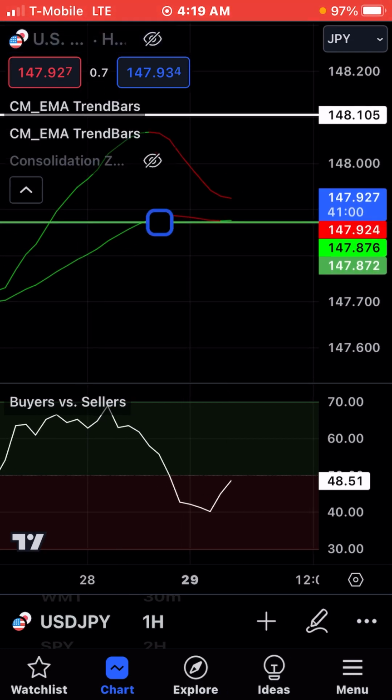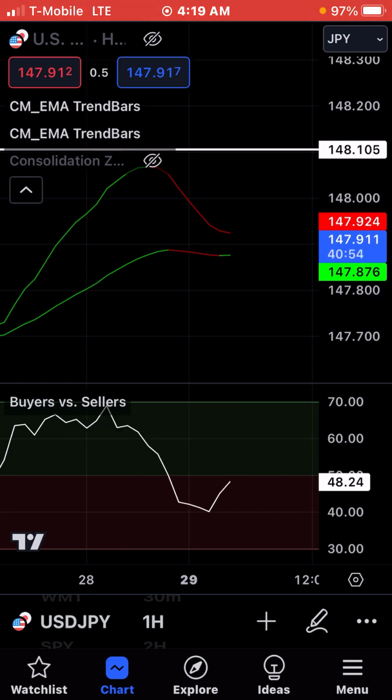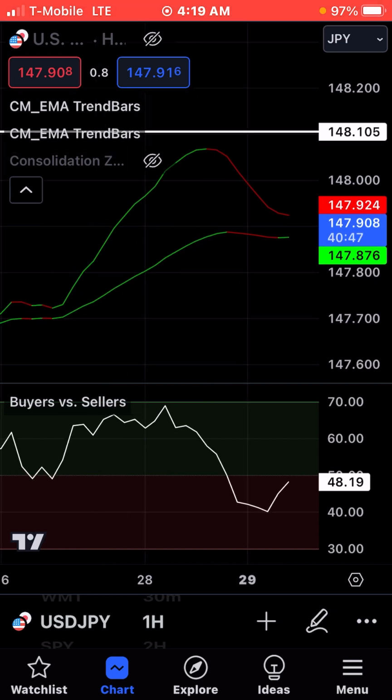Okay, so let's remove these. Can't see. Okay, so this is kind of a misdirection right now because the top part's red, the bottom part's green. So this would not be a good time to enter the trade.